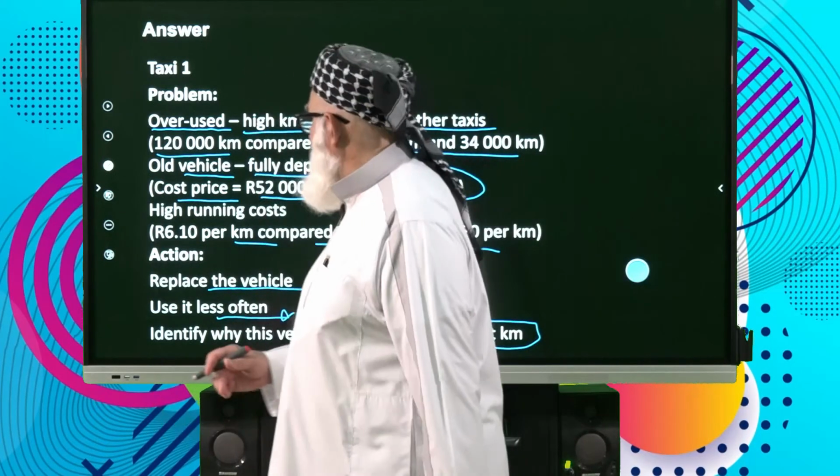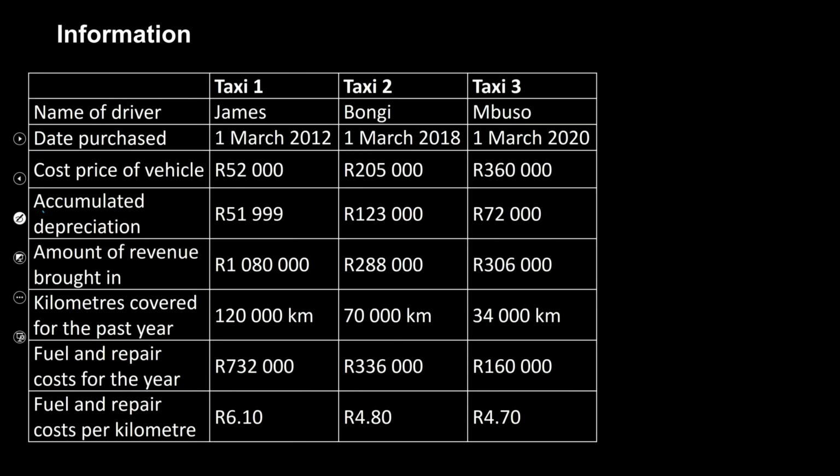Let's look at taxi 2, not taxi B, this one was taxi 1, taxi 2. It was bought on the 1st of March 2018. Driver is Bongi. The cost price of the vehicle, accumulated depreciation, amount of revenue brought in was 288,000. Kilometers covered was 70,000, right? The fuel and repair cost was 336,000, and the fuel and repair cost per kilometer was 4 Rand 80.